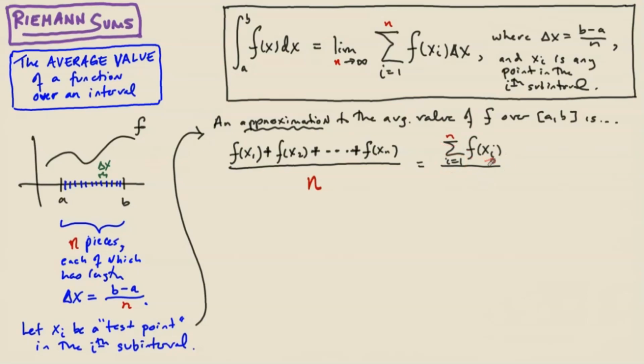So f of x1, f of x2, f of x3, f of x4, all the way up to f of xn, and then add them all up. That's what we have right here. And of course, we are still dividing the whole thing by n. In fact, let me rewrite this so that instead of dividing this whole sum by n, I'm multiplying it by 1 over n, which of course is the same thing.